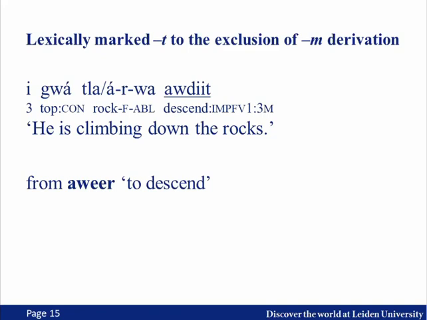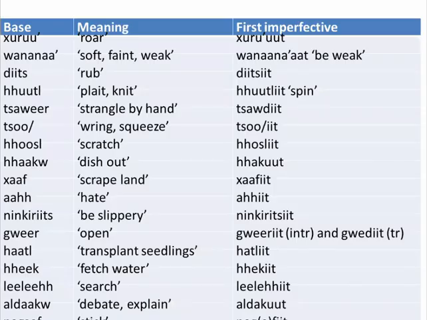So when do you use the T? I have a list of verbs here that are just lexically marked, so that with these verbs the first imperfective has to be in T. It cannot be in M. I've looked at this list quite a lot. I won't keep it here on your screen as long as I've been looking at it. The thing is that I have not found any semantic characterization of this group of verbs that would predict when to use the T and when to use the M.